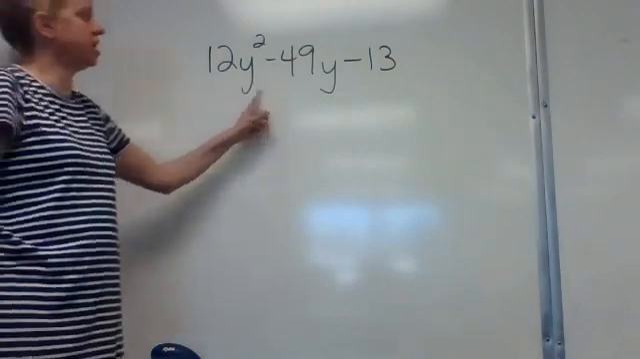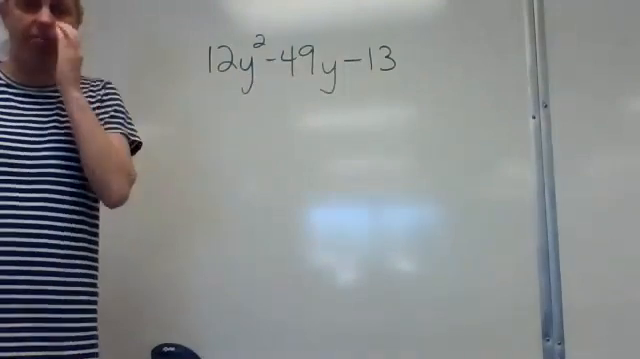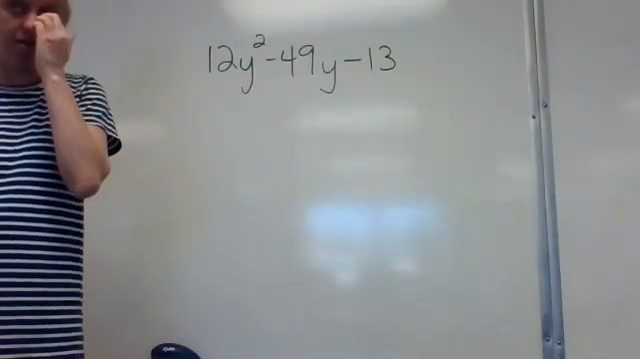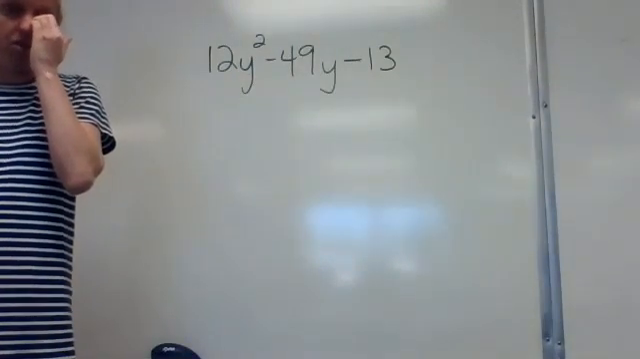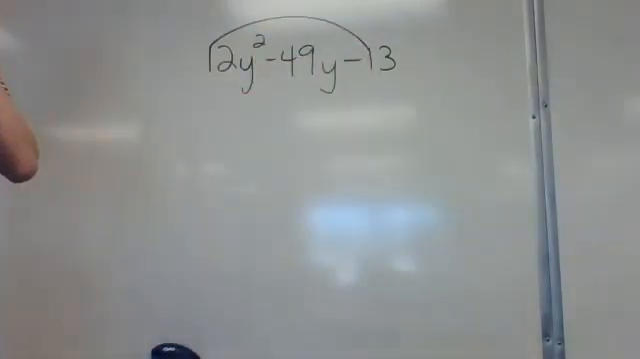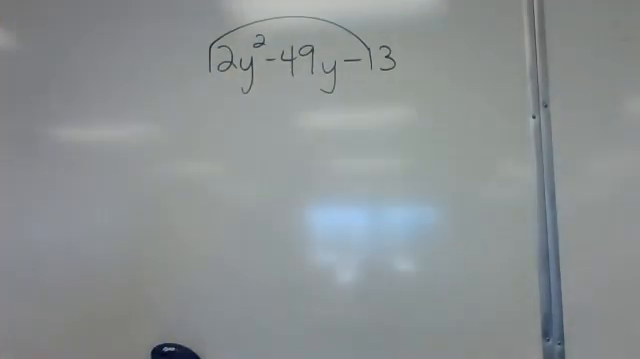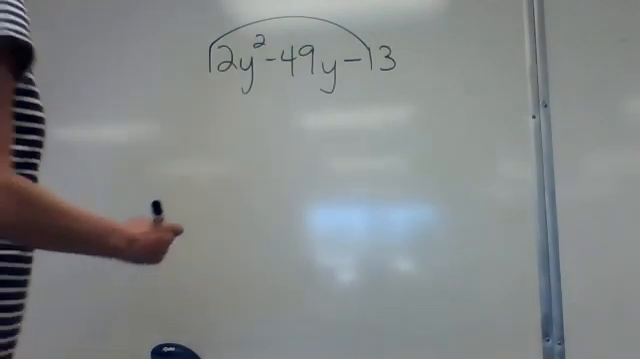Okay, nothing's going to go into all 3 of these, right? Because nothing's going to go into 12 and 13 besides 1. So I'm going to go ahead and multiply my outside numbers together. So I've got 12 times negative 13, which gives me negative 156.